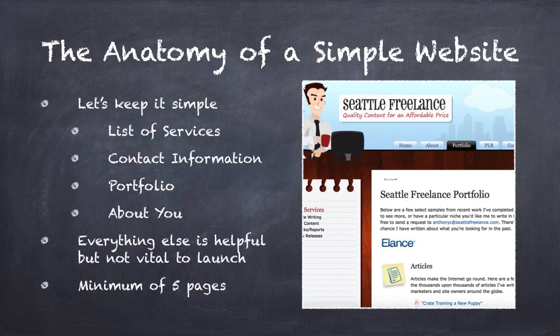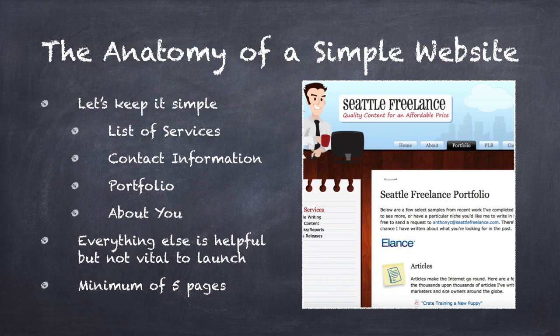So in terms of a basic website, you want to keep it really simple because you don't have a lot of time and you want to get something up sooner rather than later. The basic list of stuff that I've included here: a list of services, so what you can offer people, what they can pay you to do; contact information, how they can get a hold of you. On that page you might include not only your email address, but a Skype ID, your Elance portfolio, any other websites you're on. Make it easy for them to contact you in whatever way they want.